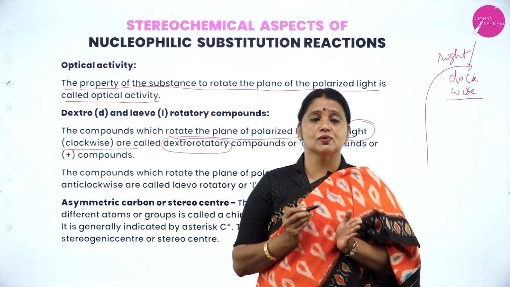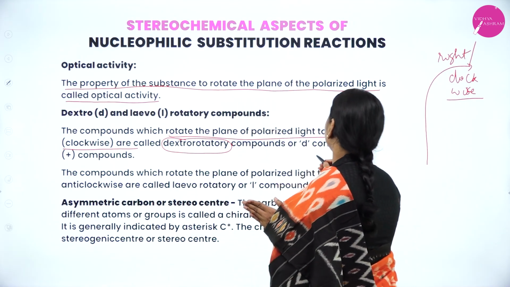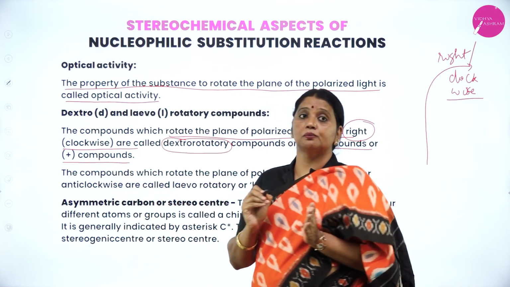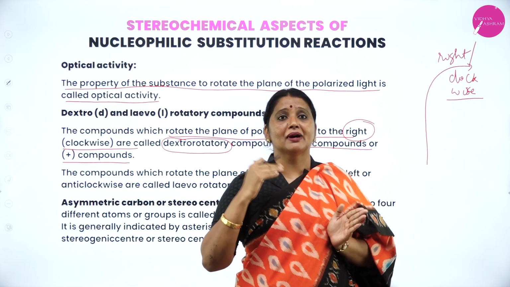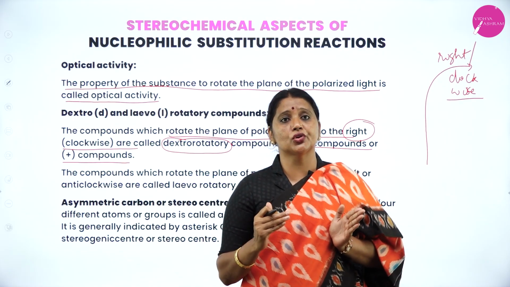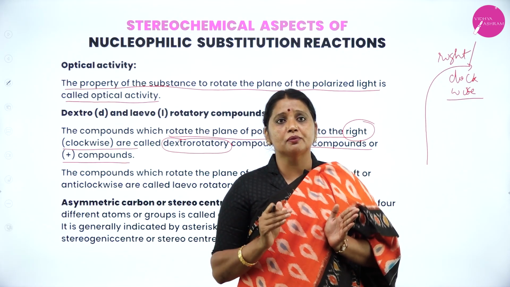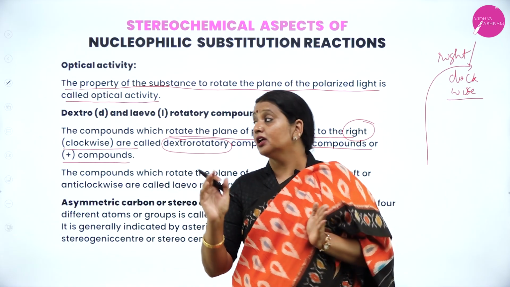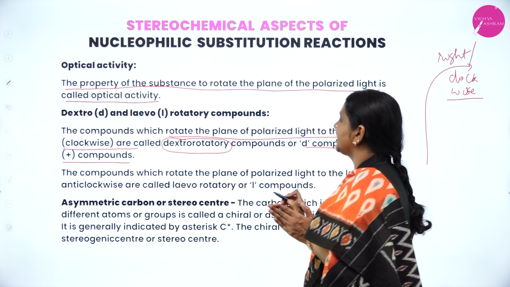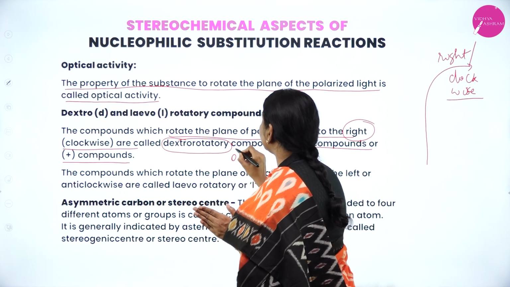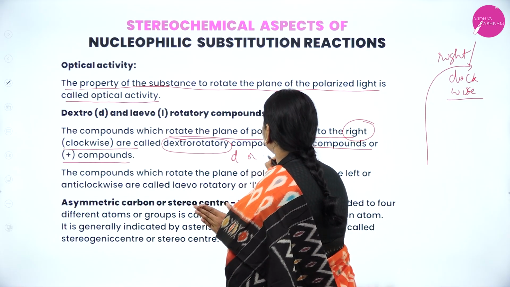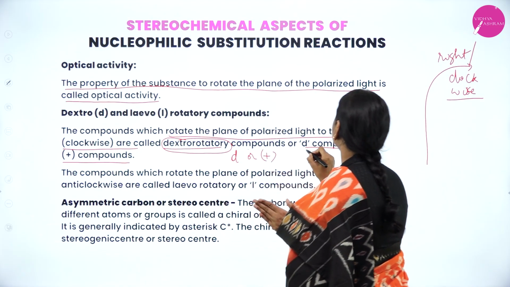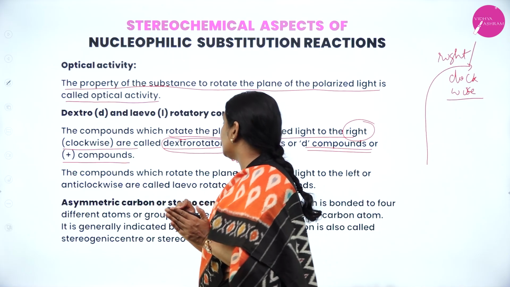They are called as what? Dextrorotatory, or D compounds, or plus compounds. My dear students, what are dextrorotatory compounds? These are the compounds which rotate the plane polarized light to the right or in clockwise direction. They are indicated by D or plus. Therefore, they are called dextrorotatory compounds. D compounds are plus compounds.